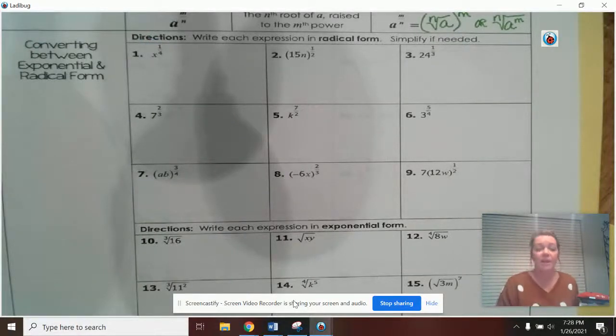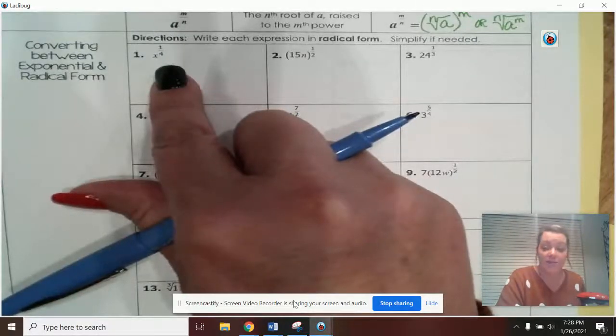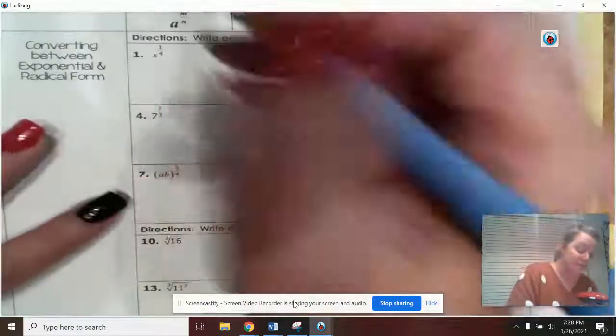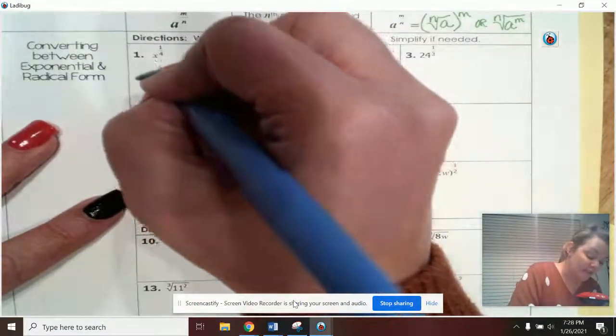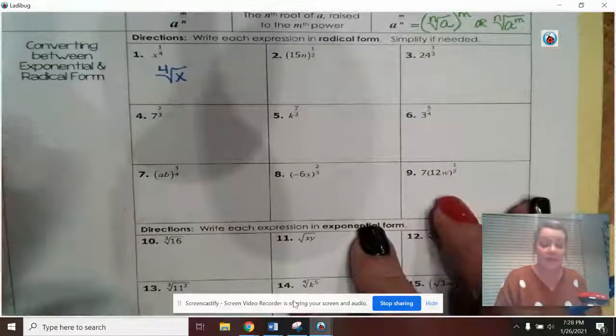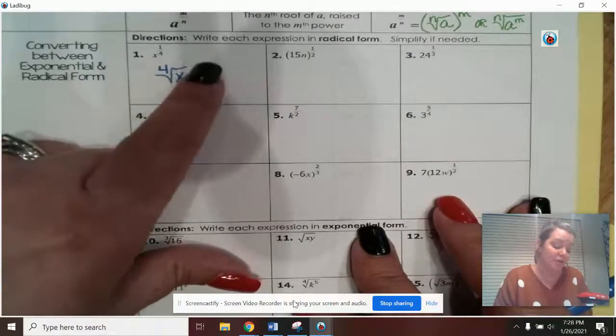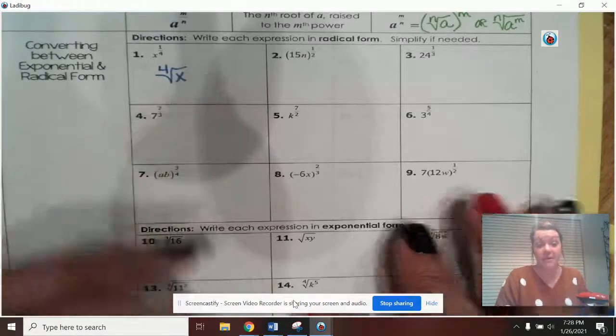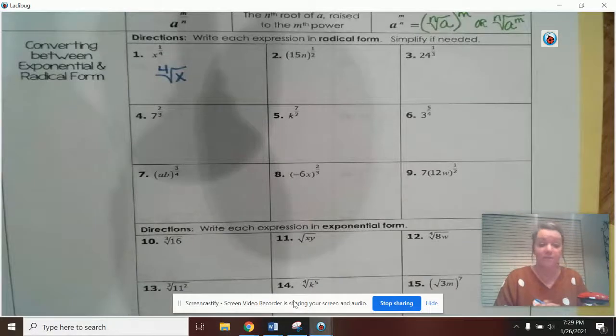So x to the 1/4, if I'm going to turn that back into radical form, remember the number on the bottom is the root. So this is the same thing as writing the 4th root of x. And that's it, because it's x to the 1st, okay? So really there's like a 1 right there. We just don't really write that 1 in algebra, okay? So it's x to the 1st, but it's actually the 4th root of x. So that's all you would need to do to put that into radical form.